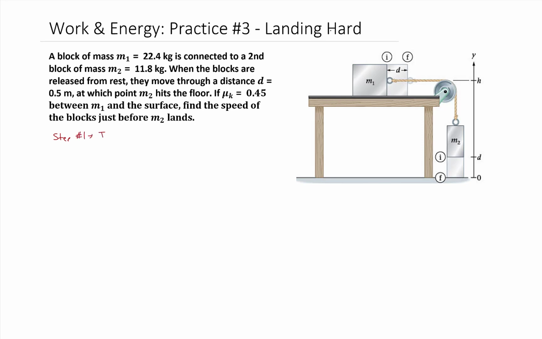So step number 1, initial versus final conditions. Now this diagram has already labeled the initial and final stages. So we'll just highlight I in red and the final condition in blue. So we have initial and we have final. The main difference between the previous problem and this problem is that we now have two masses to look at, which means when we're looking at the initial kinetic energy, we're looking at the kinetic energy of both blocks separately, and then adding them to get the total initial kinetic energy, for example.